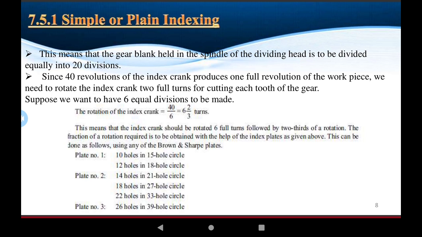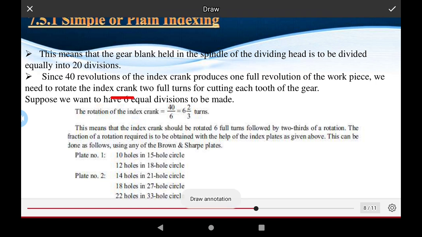40 revolutions of the indexing crank produces one full revolution of the worm wheel and the plate is complete for one full revolution of the workpiece. We need to rotate the index crank. This is the index crank. This is the index crank to make a full turn of the cutting of each tooth of the gear.